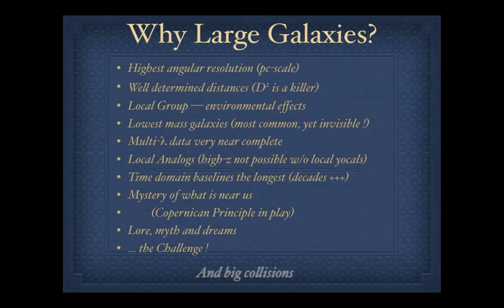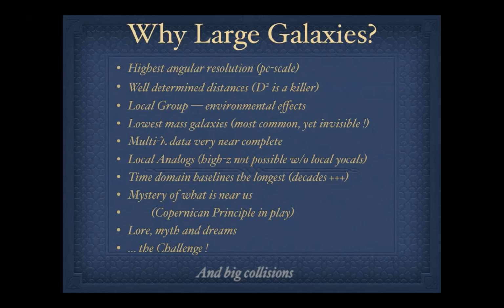Another one is the lowest mass galaxies, which are also called dwarf galaxies. They're by far the most common, but they're also the hardest to see. They're practically invisible. You can only see them at a few megaparsecs away. The very biggest telescopes with really long exposures can see them out to Virgo and a little bit beyond, which is 20 megaparsecs. But otherwise, they're just nearby.